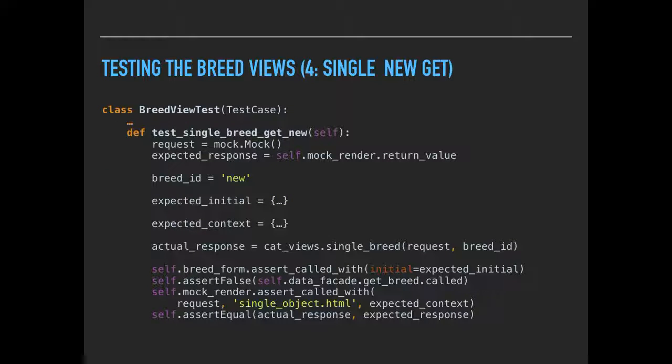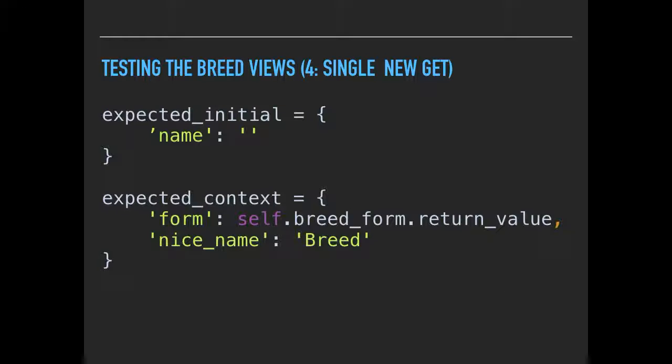Testing getting a new breed, so this is one that doesn't exist yet. It's fairly similar. I've just changed the expected initial value that I should be getting, so that the name should now be blank if we don't actually have a breed. But again, the context is just containing that form.